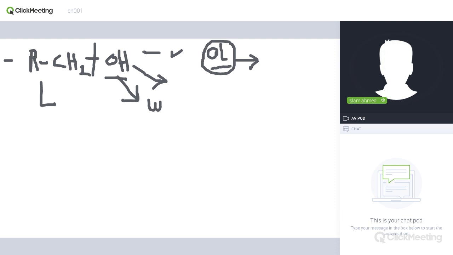Also, there is a very important thing. We will discuss it after that, not at this time. Now, if we want to mention some important topics in relation to the exam, alcohols can form a hydrogen bond. Alcohols can form a hydrogen bond, so that's why it is water soluble.